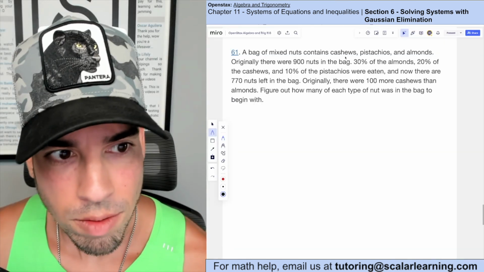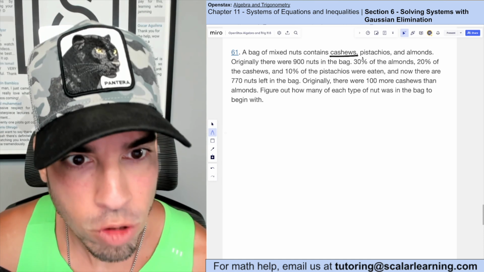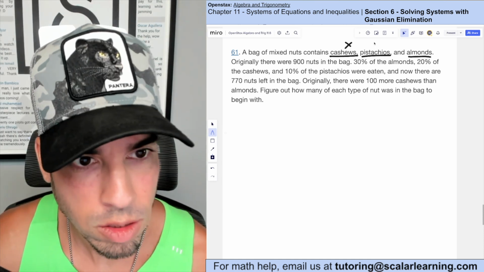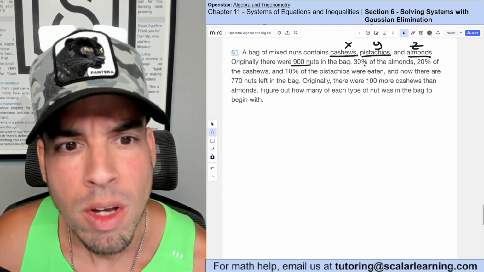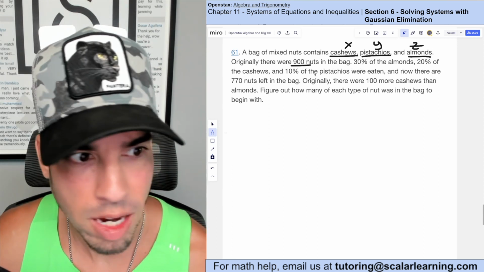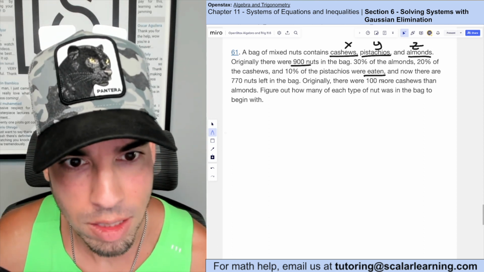Done. A bag of mixed nuts contains cashews, pistachios, and almonds. So I'll call that X, Y, and Z. Originally, there are 900 nuts in the bag. 30% of the almonds, 20% of the cashews, and 10% of the pistachios were eaten.